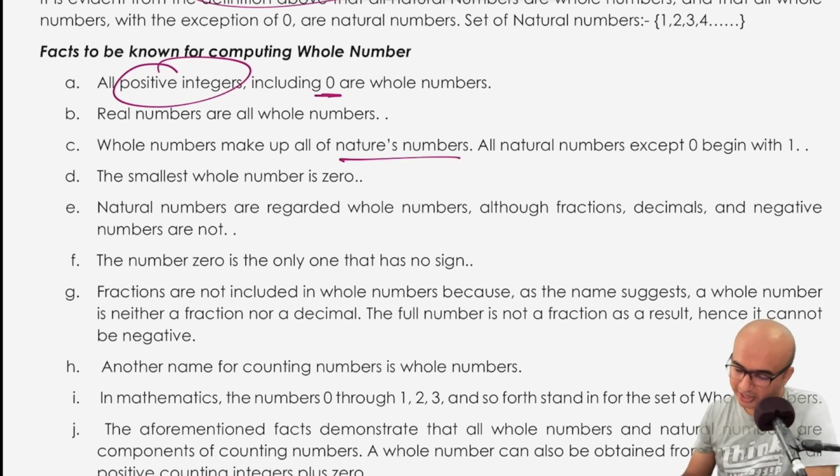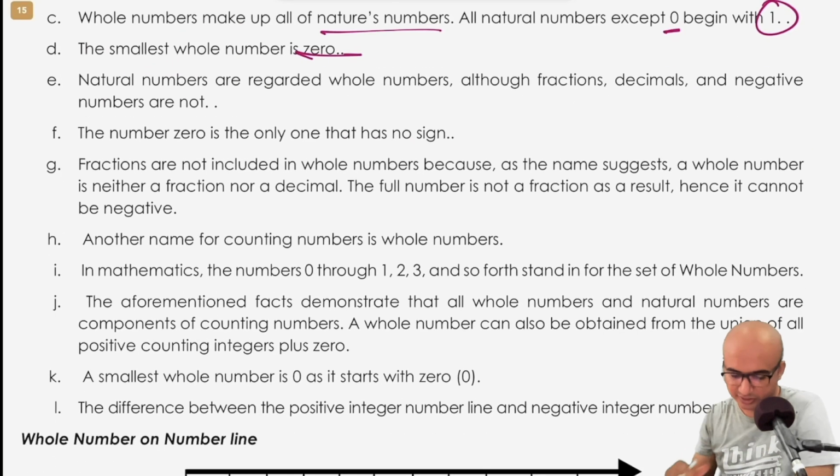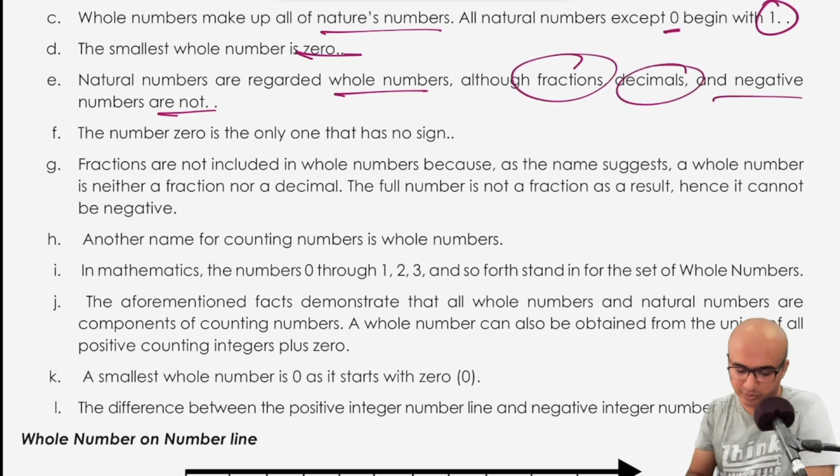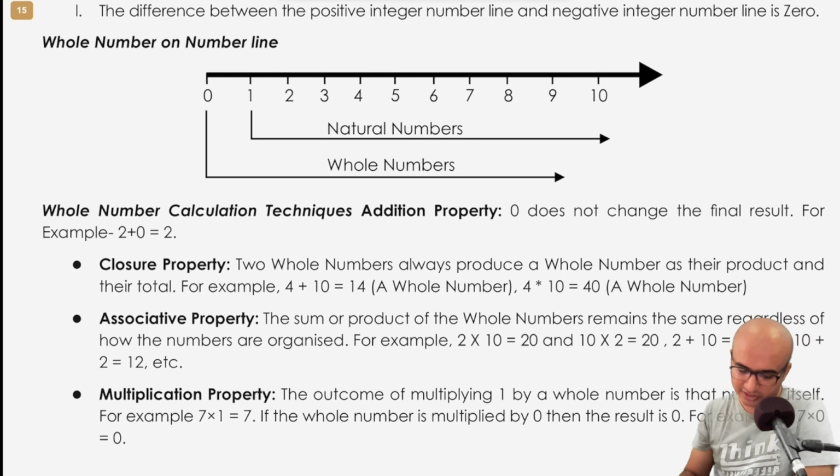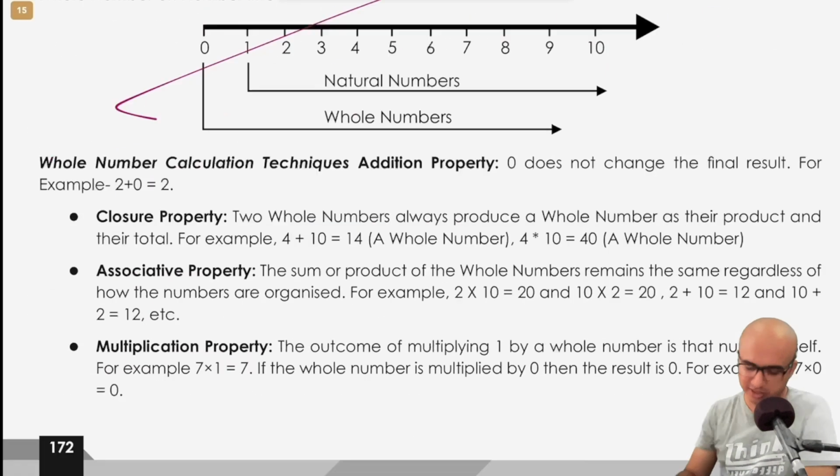Fine. All natural numbers except 0 begin with 1. All natural numbers, okay, they will have to start with 1, of course. Yes, the smallest whole number is 0, because before that we have integers, which will not be considered as whole numbers. Okay, natural numbers are regarded as whole numbers, although fractions, decimals and negative numbers are not. Of course, we have different terminologies for each of these. We have already seen that, so I won't get into the others because it's a repetition of the same thing. So once again, we have the same whole number line, natural number line, repetition. So we can just strike this off.